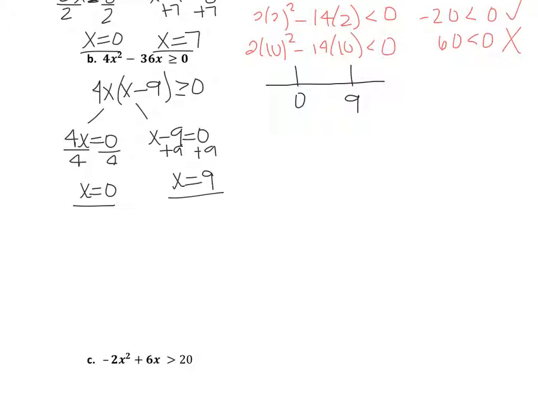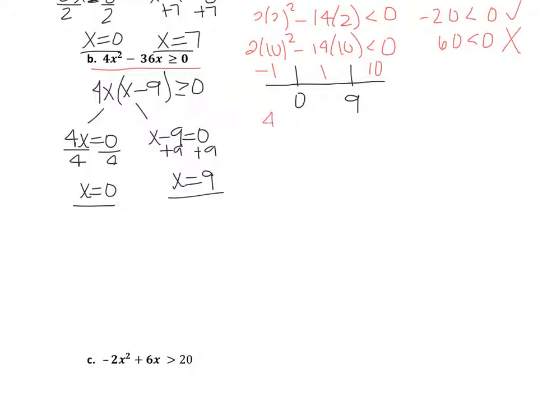So anything less than 0, I'm going to use negative 1 again. Anything between 0 and 9, I can use the number 1. And anything above 9, so 10. So those are going to be my testing values. I am going to use those three values and plug them into the original inequality and see if it gives me true or false statements.